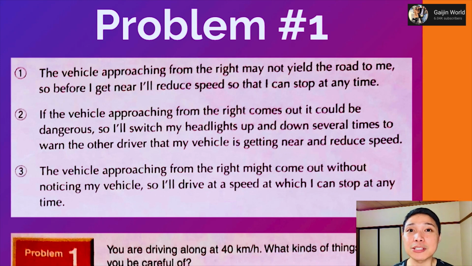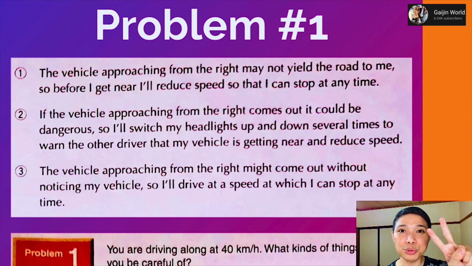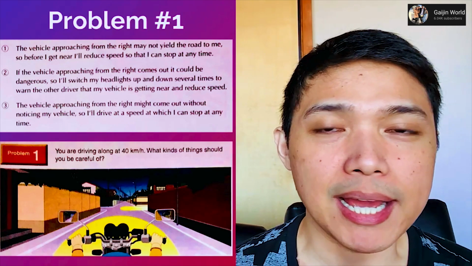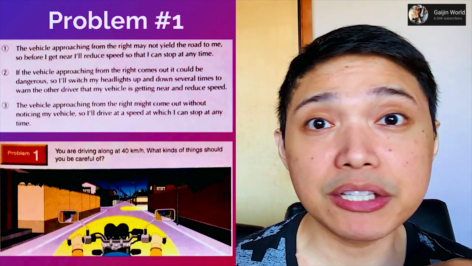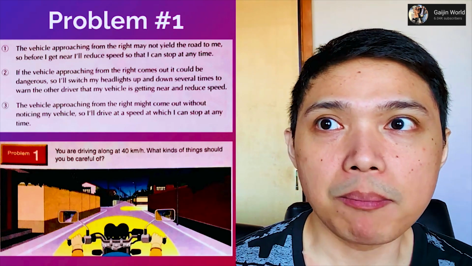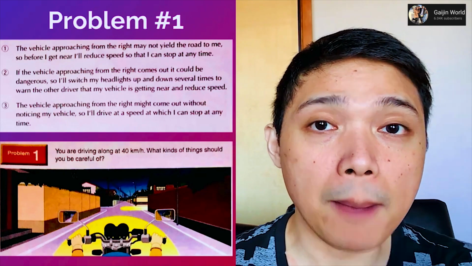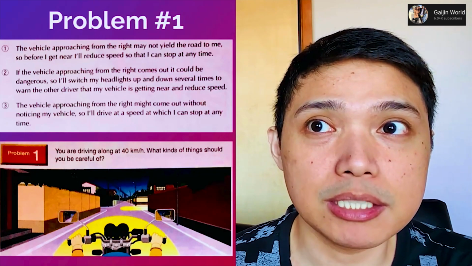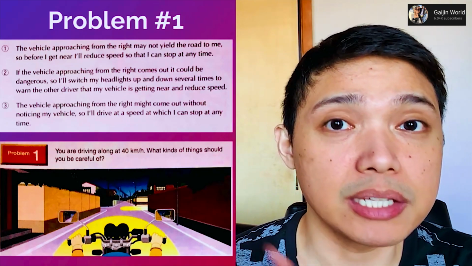So ayan guys, sabay-sabay nating sagutan ang questions na ito for problem number 1 in 3, 2, 1, and yan na. Okay, sabay na nating sagutan. Okay, so for question number 1, I think since sinabi niya na magre-reduce siya ng speed dahil baka hindi yun mag-yield yung oncoming vehicle sa kanya, ay magre-reduce siya ng speed. So I think the answer here is true.